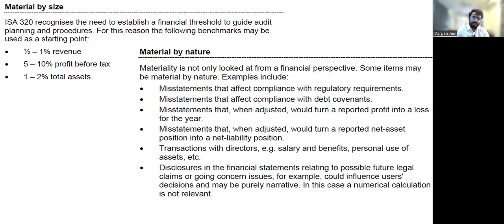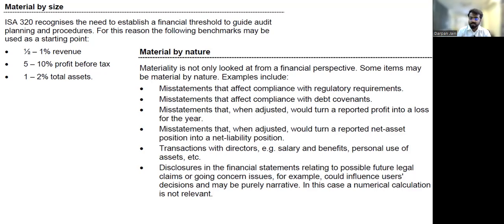Next, similarly, you can calculate 5% of profit before tax and 10% of profit before tax. Any amount in between can be taken as a materiality level. Similarly, you can calculate 1% of total assets and 2% of total assets. Again, any amount in between can be taken as a materiality level.